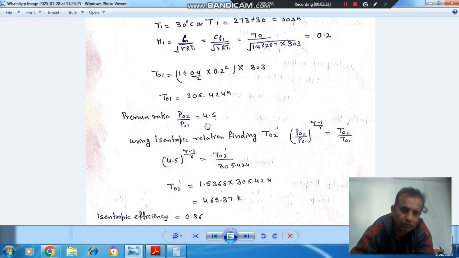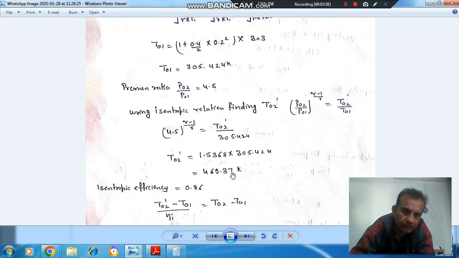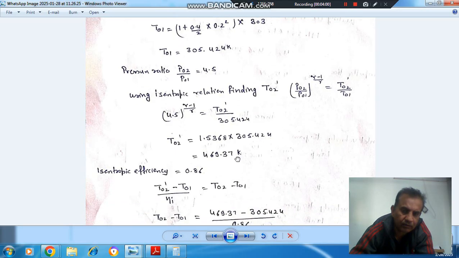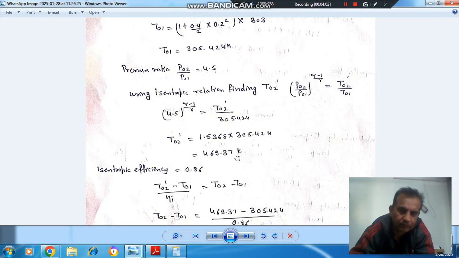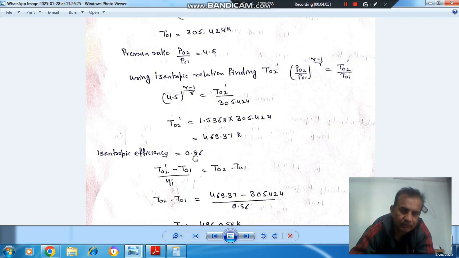The pressure ratio is given as 4.5. Using isentropic relations, we can find out T02 dash. T02 dash by T01 is the pressure ratio to the power (gamma minus 1) by gamma, where the pressure ratio is 4.5, gamma is 1.4, and T01 is 305.424. So T02 dash comes out as 469.37 Kelvin.